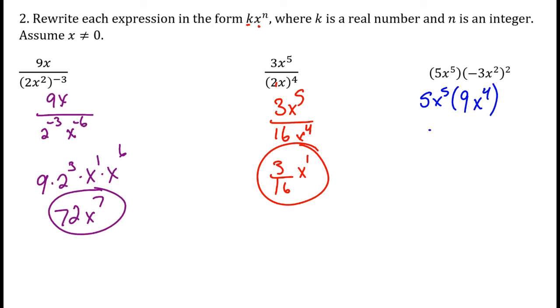5 times 9 is 45. X to the 5th times x to the 4th. Well, there's 5 x's being multiplied together. There's 4 x's being multiplied together, so I have 9 x's being multiplied together there. And that's in that form, kx to the n.